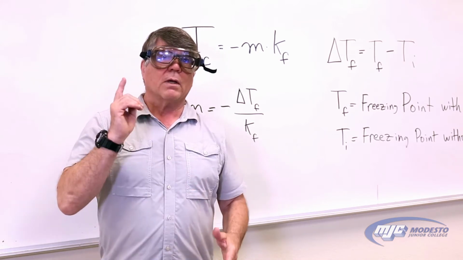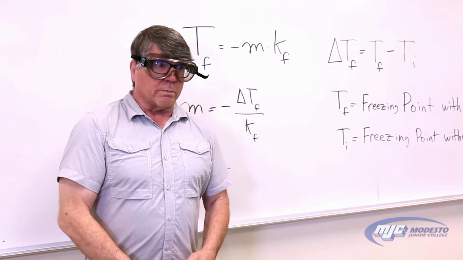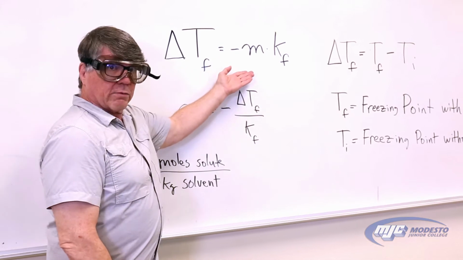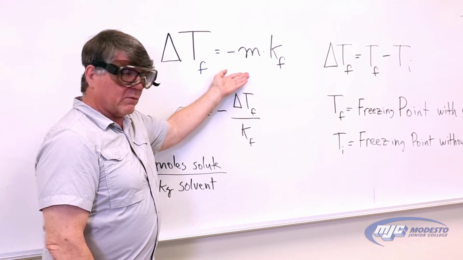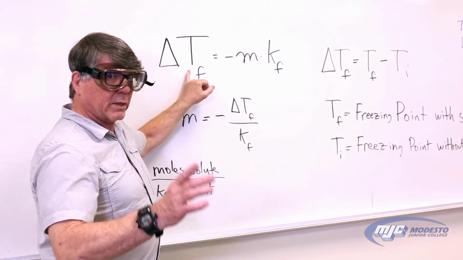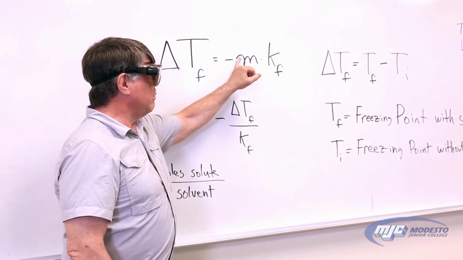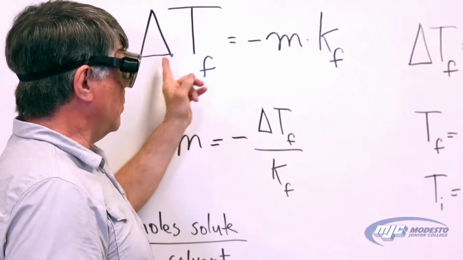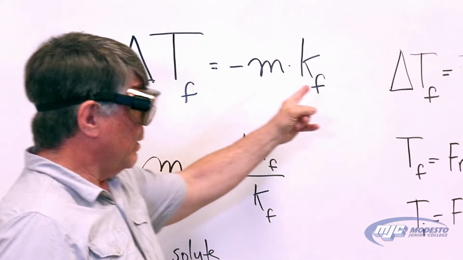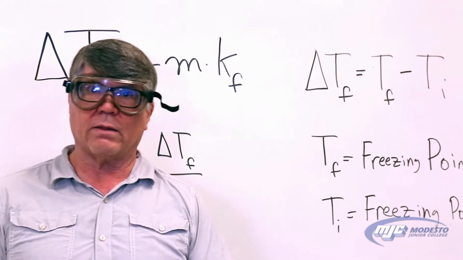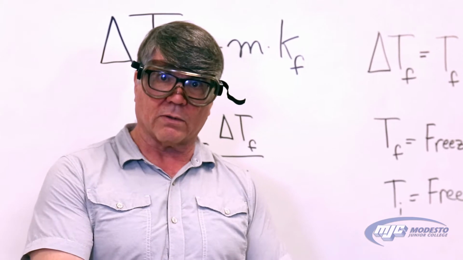So what we're going to do is use the freezing point depression equation. That's this guy right here. What it says is this: the delta TF, that means the change in the freezing point, I'll explain that in just a second, is equal to negative M KF. I'm going to tell you what each of these terms means. So the delta TF is the change in the freezing point when you add that solute to the solvent.